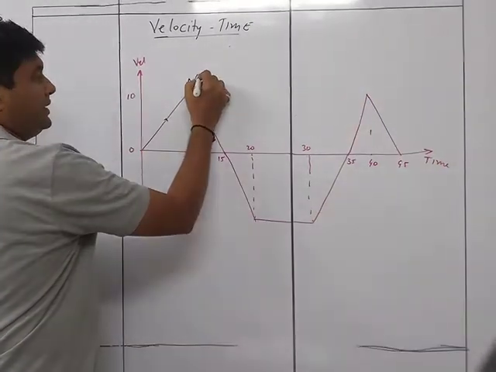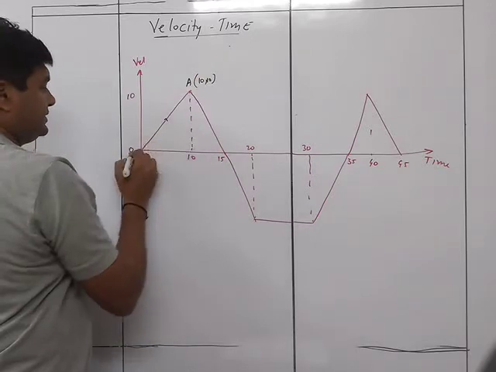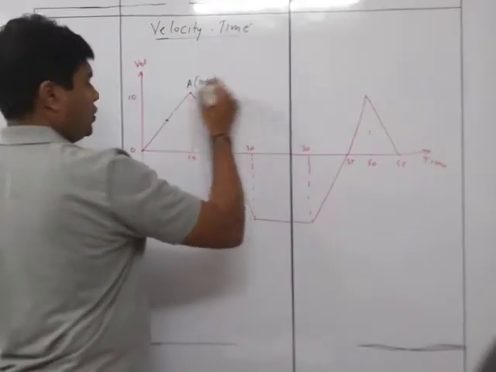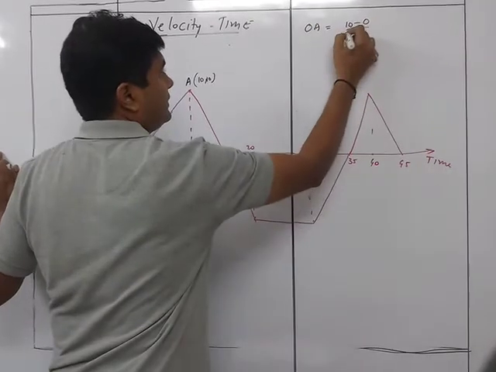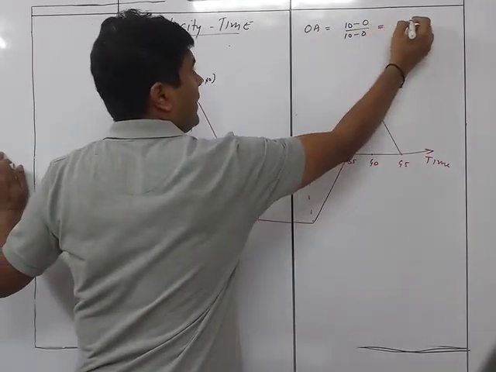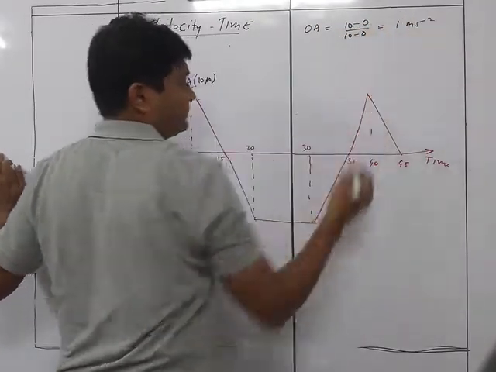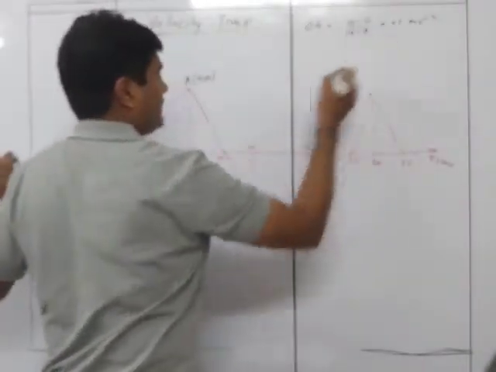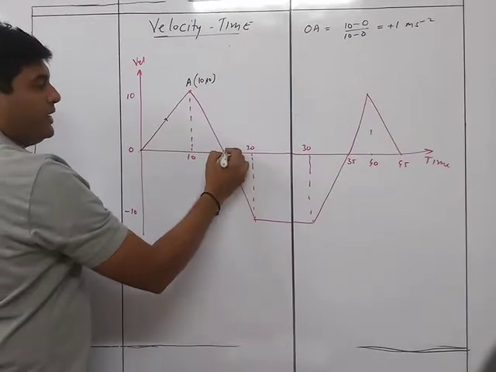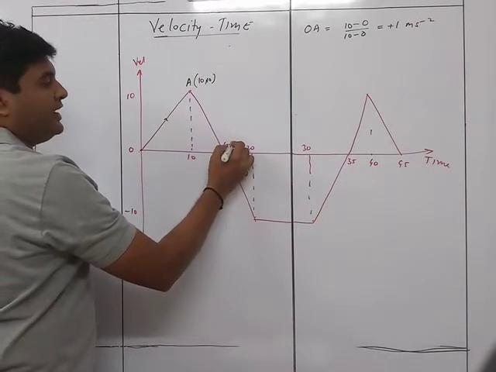This is nothing but 10 comma 10 and this is 0 comma 0. So my slope OA will be equal to 10 minus 0 upon 10 minus 0, which is equal to 1 meter per second square. That's the acceleration over here. So positive acceleration. If I am taking a point over here, it is nothing but 15 comma 0.